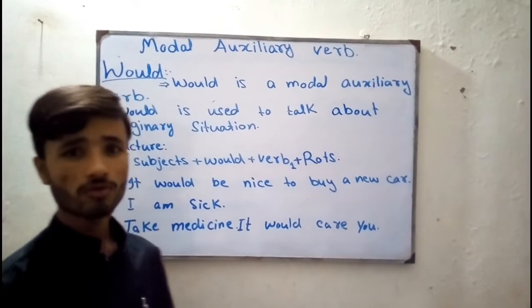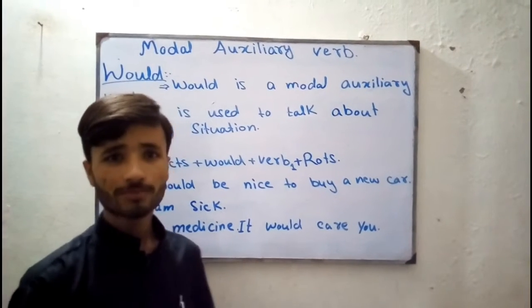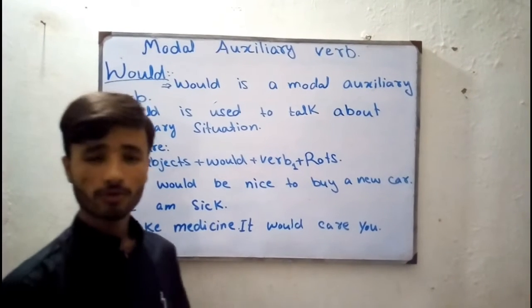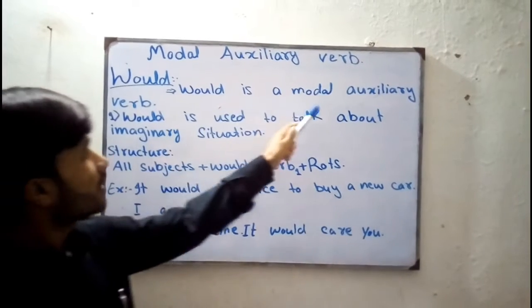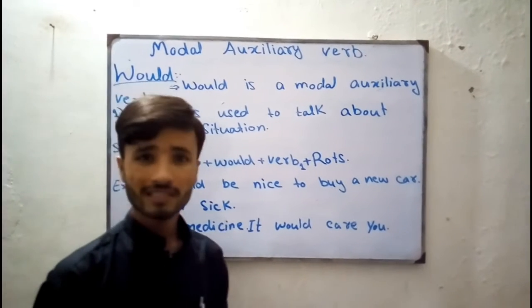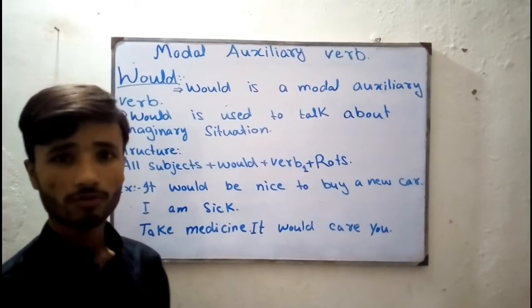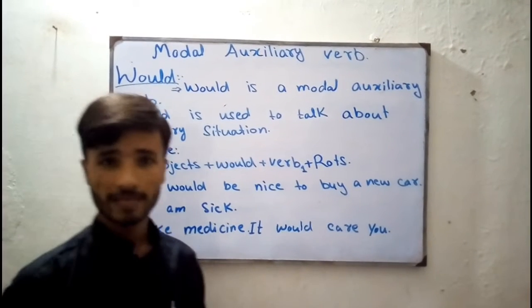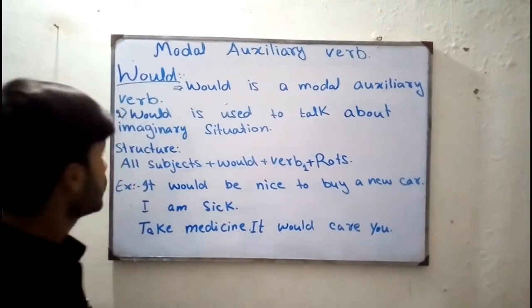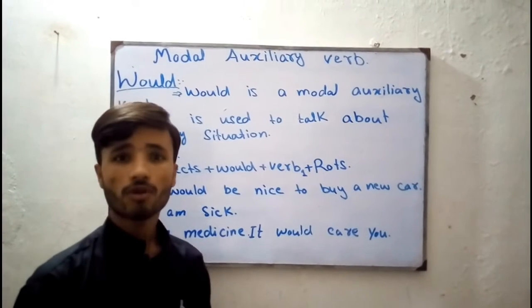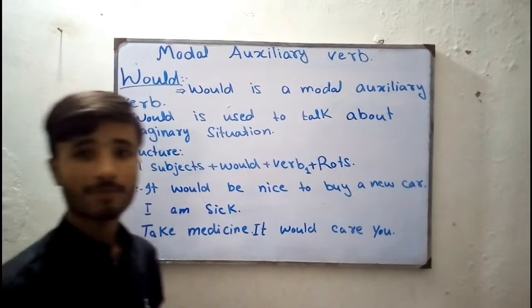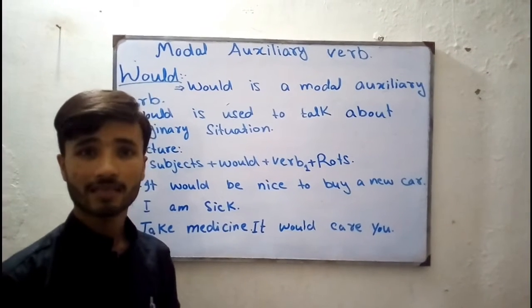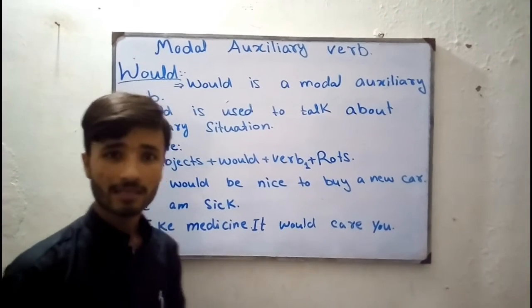Now what is would? If we say in Urdu, it means hoga. Would is a modal auxiliary verb. Is this clear, guys? So see, what is the definition of it, how to use it and where to use it.